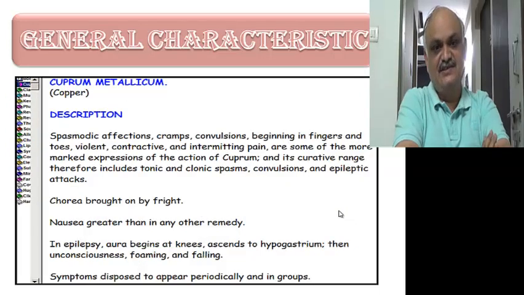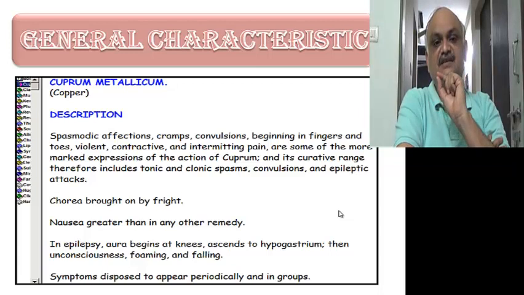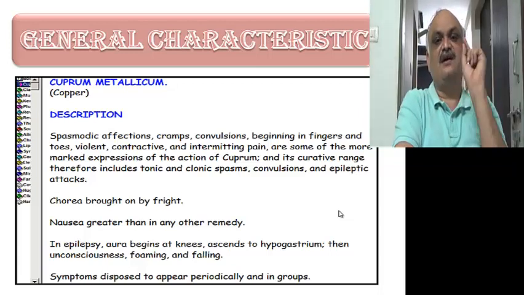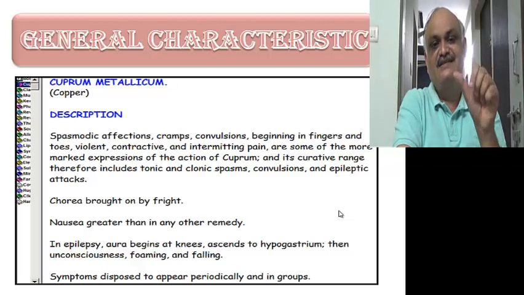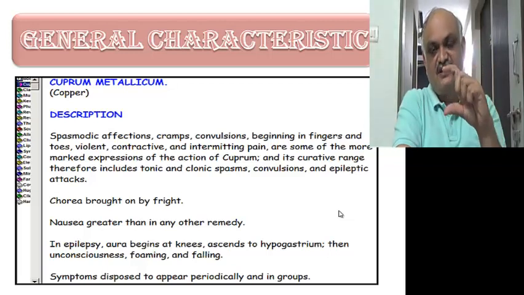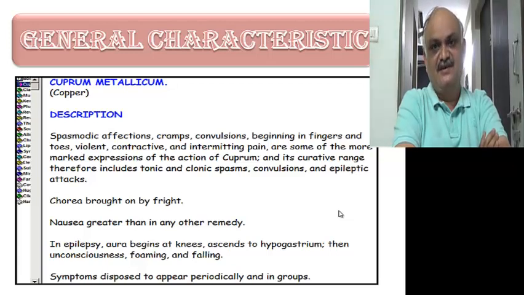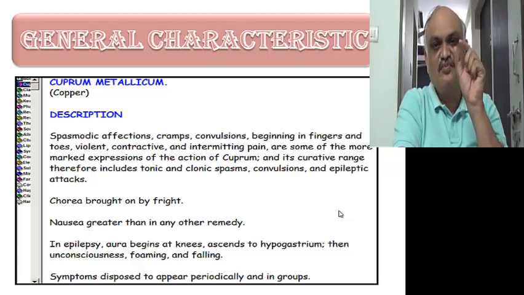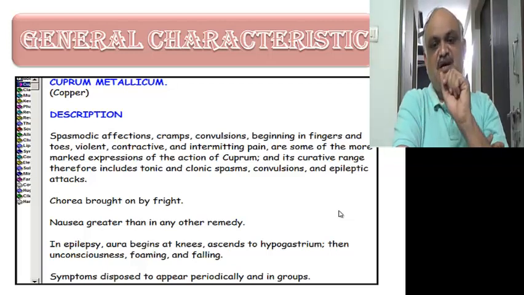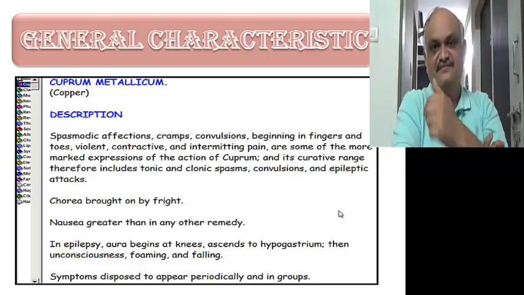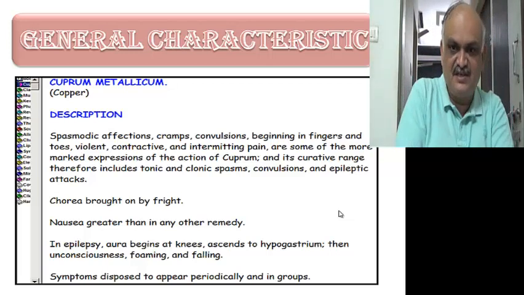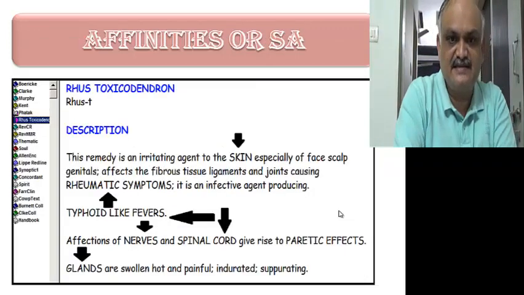General characteristics. So something that is written in any medicine, in Boericke or in Clarke or in Phatak, a general description, all those general things are called general characteristics. So here Cuprum metallicum, spasmodic affections. So all types of spasms are so prominent in Cuprum metallicum. Spasm, convulsion, epileptic attacks, chorea. So whatever is written here is called general characteristic.